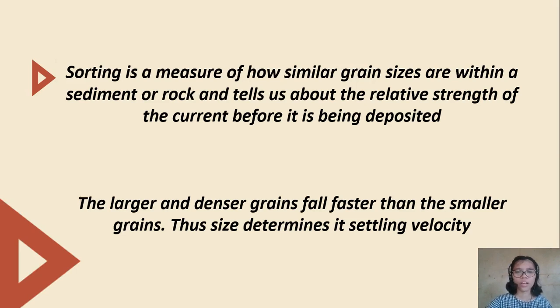Okay, sorting is a measure of how similar grain sizes are within a sediment or rock and tells us about the relative strength of the current before it is deposited. The larger and denser grains fall faster than the smaller grains. Thus, size determines its settling velocity.